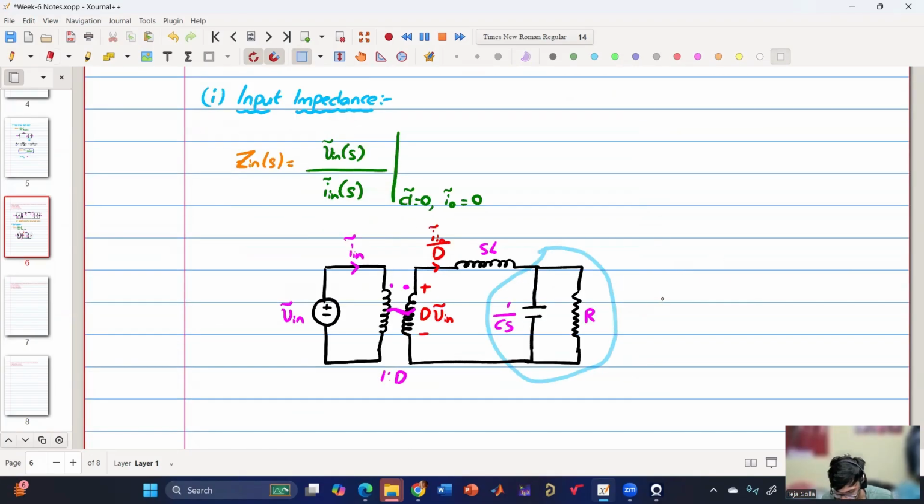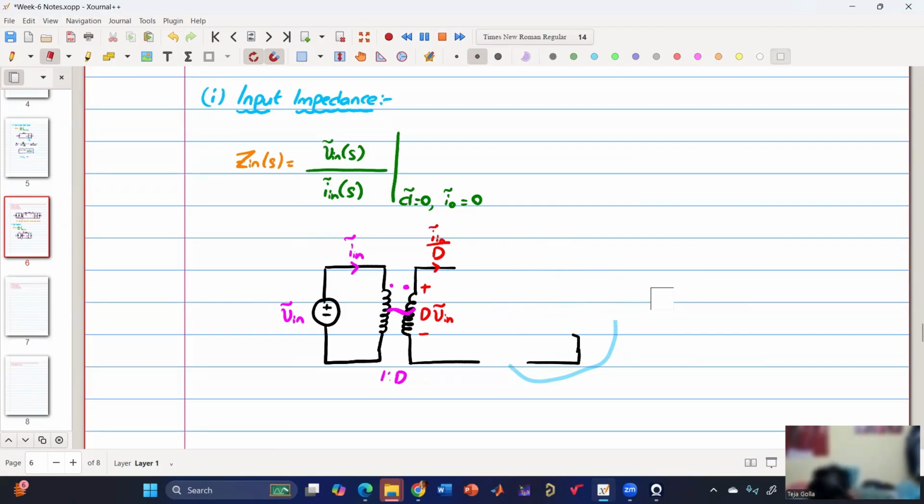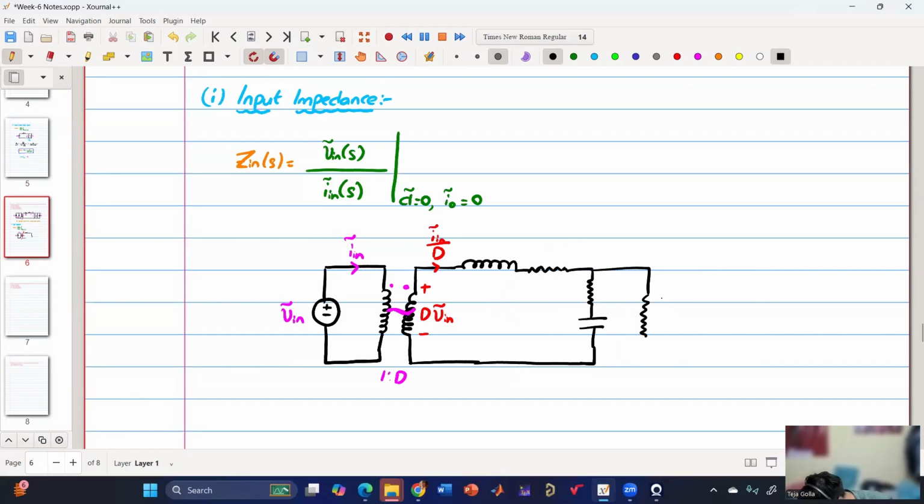So we'll modify this. Here there is impedance and equivalent resistance, capacitance, resistance. So this is SL, this is RE, this is RC, this is 1 by SC, this is R. Clear?